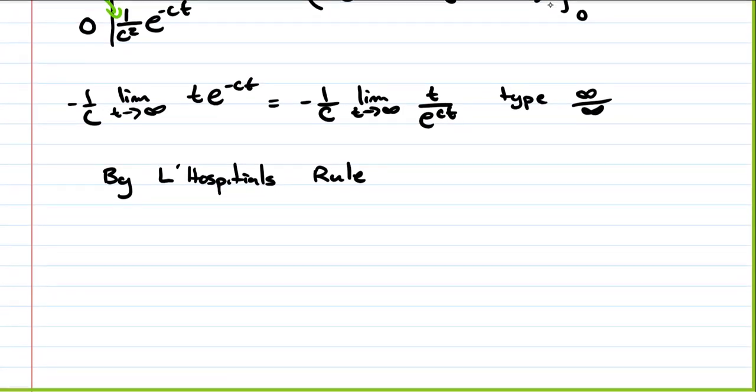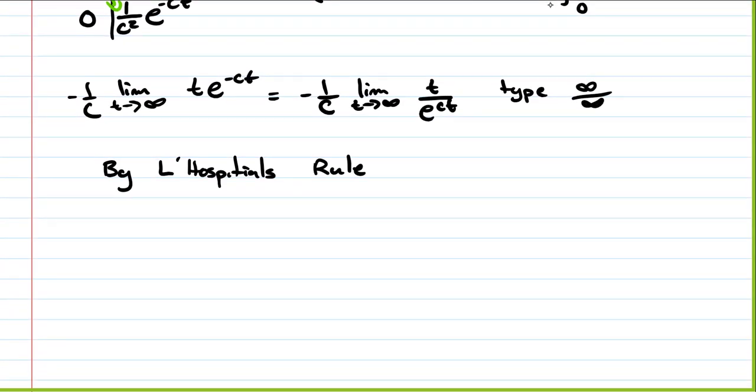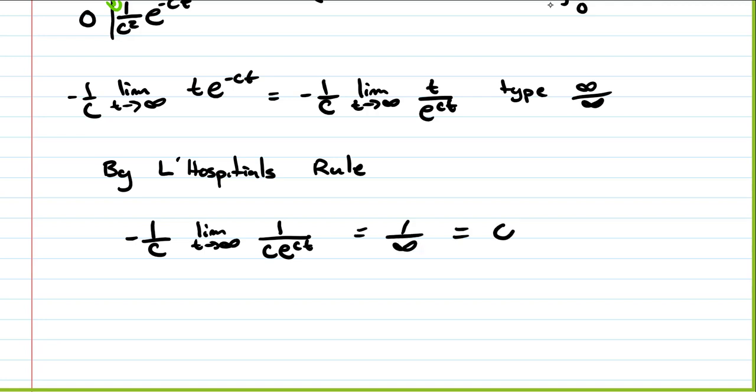we take the derivative of both the numerator and denominator. So the derivative of t is going to be 1, and the derivative of e to the ct is c e to the ct. But now when I take the limit, I have a constant over infinity, and a constant divided by infinity is going to be 0.